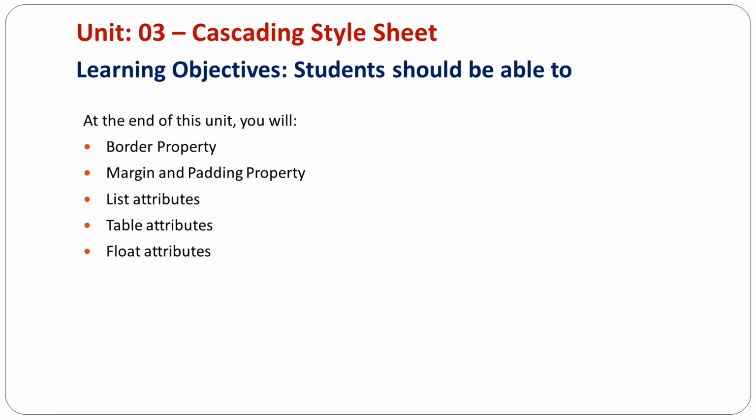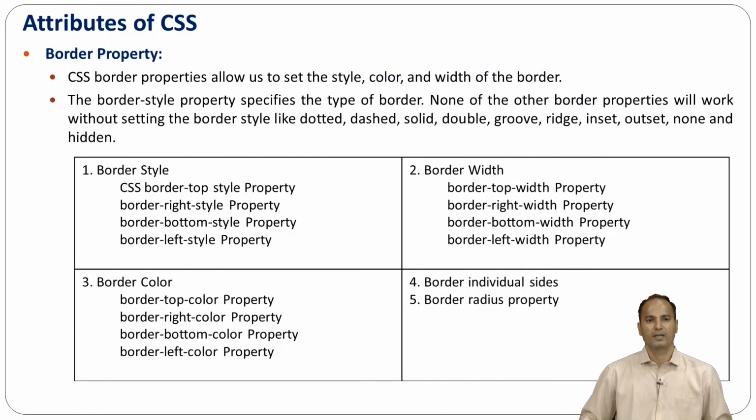In today's session, we will talk about various properties and attributes of cascading style sheets that are applied on the content of our web page. The properties to be discussed in this session include border, margin and padding property, list attributes, table attributes and float properties. So what the border property is and how it helps us to set the borders of our content, or how we set the style using it in our web page.